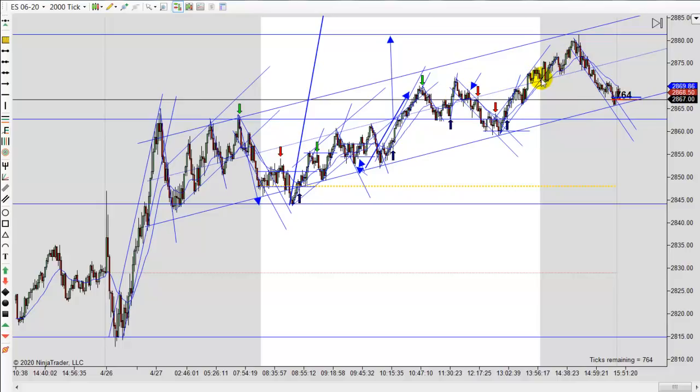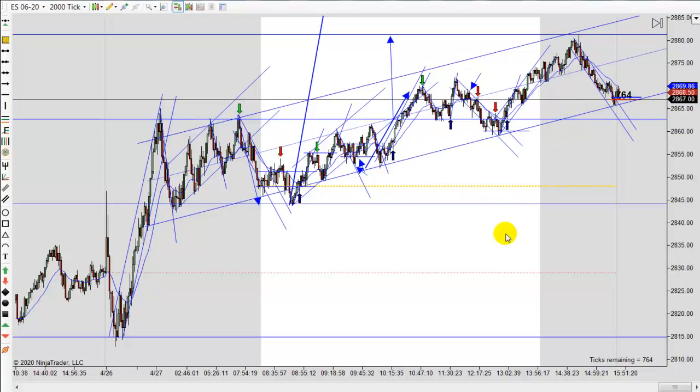And then we finally get above it, and look how many times it acts as support before it goes up. But we still can't make that high. We just get to the range, and it sells off. And where does it find support on the way back down? Right off that original trend line right there again.